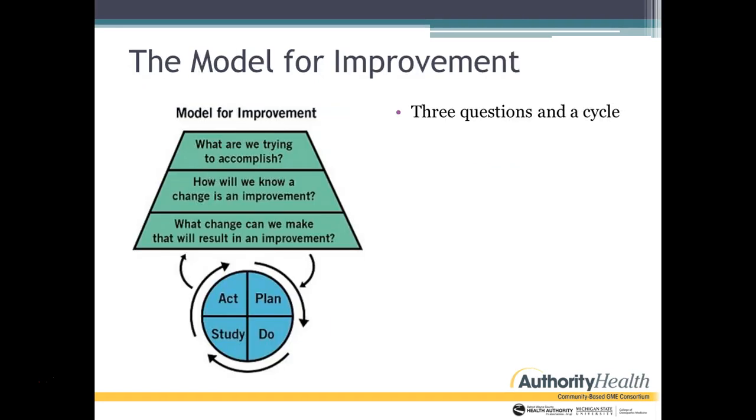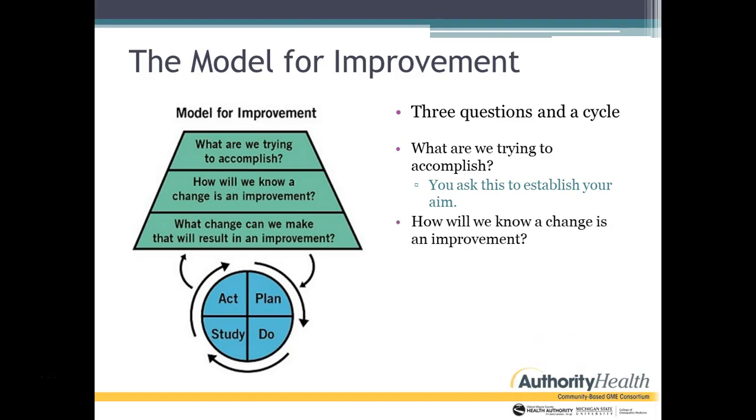So here's the model. It's 3 questions in a cycle. It's pretty easy if you think about it. The first question is, what are we trying to accomplish? You ask this to establish your aim. So where's the gap? Let's identify it. What do we want it to be?